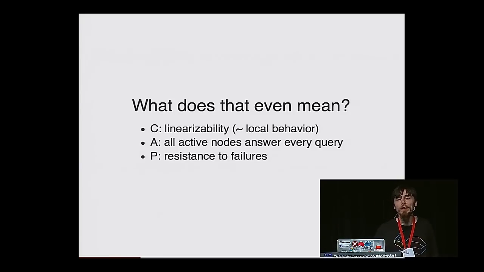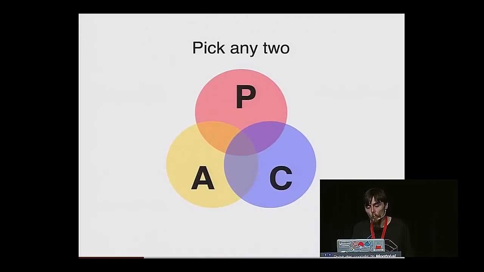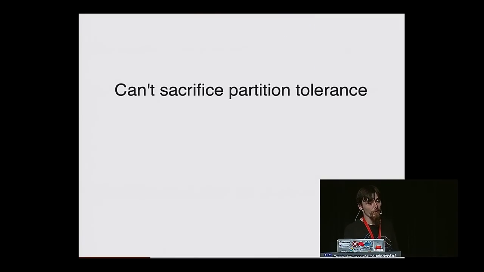Availability means that all active nodes will answer any query, and partition tolerance is basically resistance to failure. So when I say pick any two, you have this neat little Venn diagram that means that you probably want to be in the intersections of any two, except you can't be in the middle because that would mean all three.